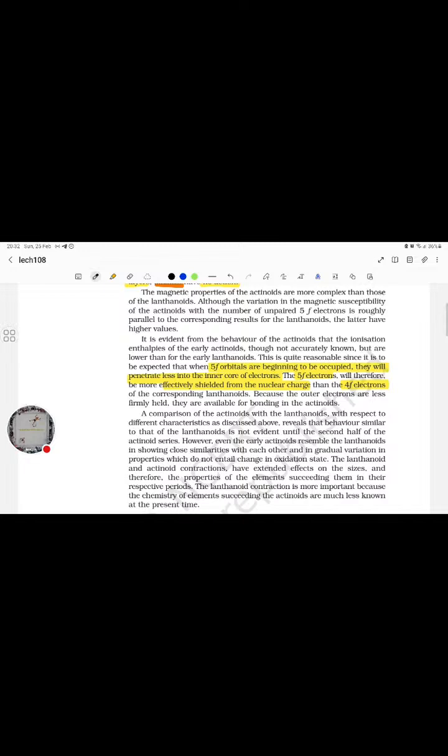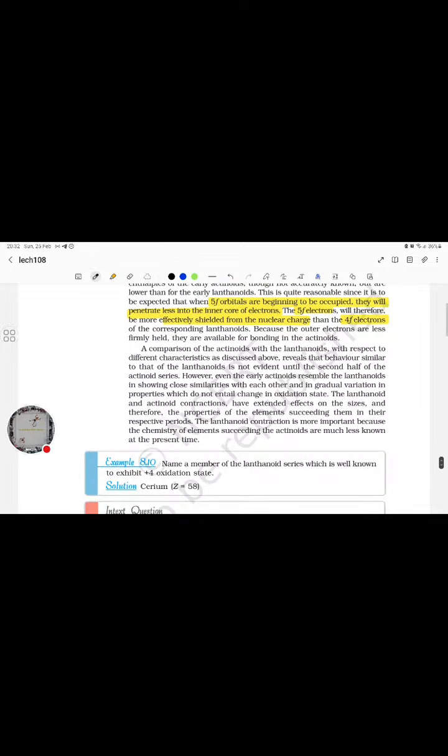What they are saying is that the ionization enthalpy of the early actinoids, not accurately known, are lower. Why? Because when 5f orbitals are beginning to be occupied, they will penetrate less into the inner core, which means that it will be easier for us to remove a 5f electron rather than removing a 4f electron. So because the outer electrons are less firmly held, they are available for bonding in the actinoids.